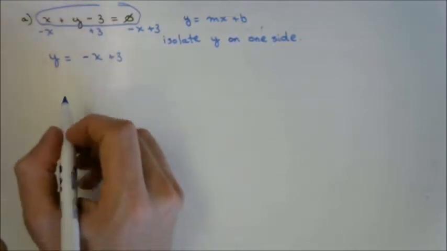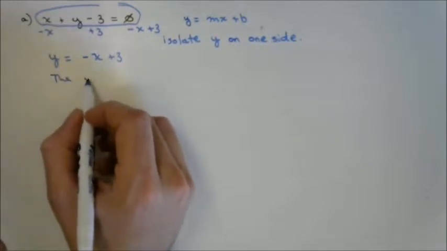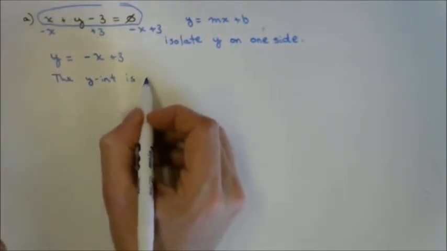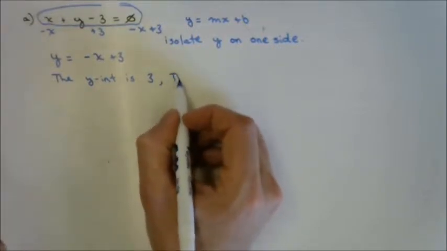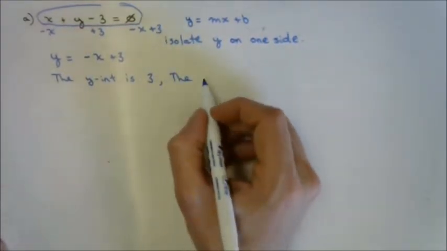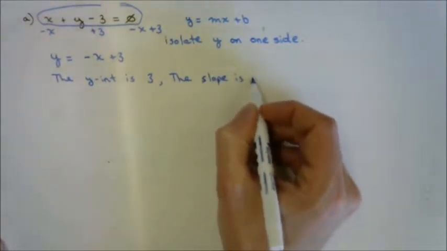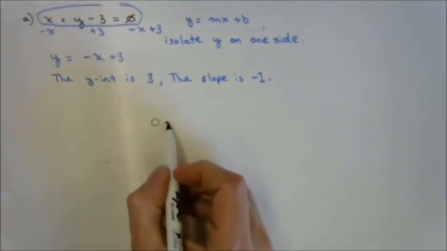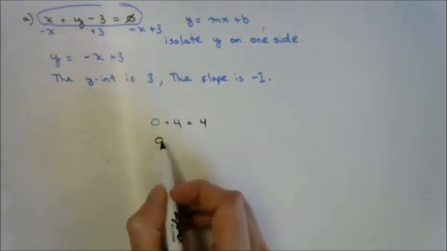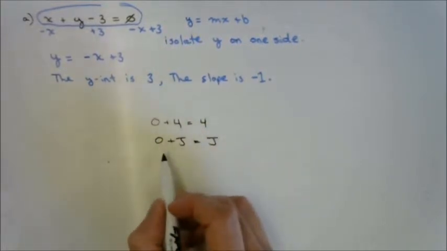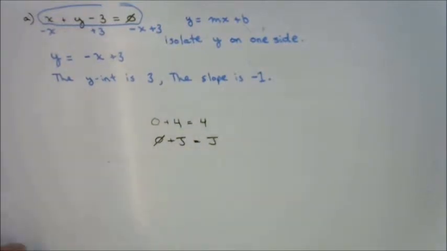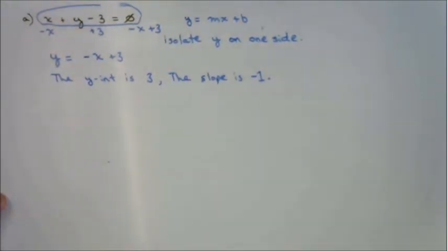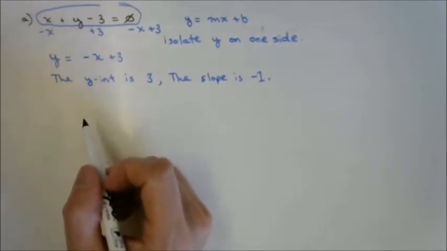So let's write that note. The y-intercept is 3, and the slope is negative 1. Mr. Reed, you just got rid of the 0. 0 is 0, so that's not a problem. It's still valid. What's 0 plus 4? What's 0 plus orange juice? Make sense? 0 plus anything is just that thing, so I don't need to write it.